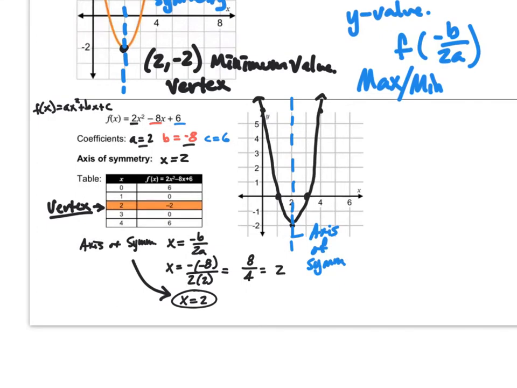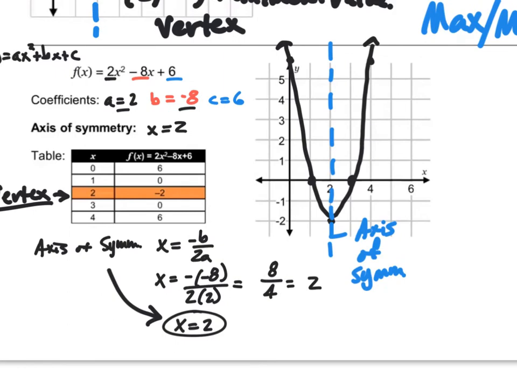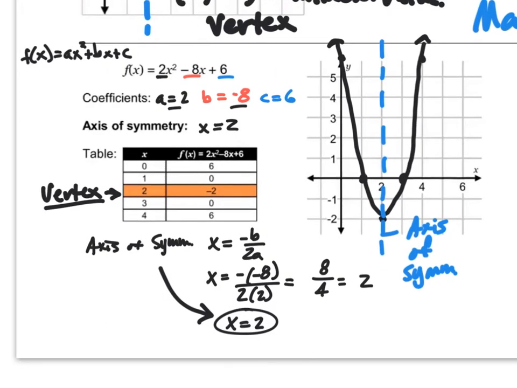So that's the idea. And here's the other thing that I want you to see. Notice this value here says x, and this value says f of x equals 2x squared minus 8x plus 6. This is your column for your x value. This is the column for your y value when you read that. So that's the idea.